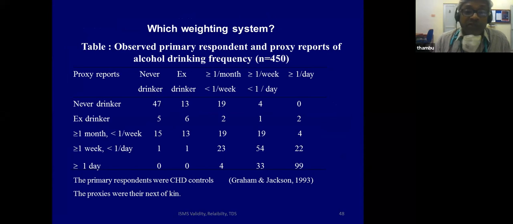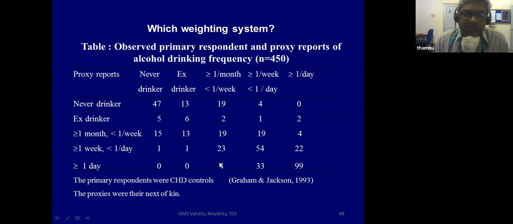So which weighting system? Here you have a primary respondent and a proxy, for alcohol drinking frequency. One is where the patient says, I drink so much, I don't drink, I used to drink, I have less than 1 drink a week, more than 1 drink a week, or more than 1 a day. And this is the proxy, where somebody else, the family member, tells. The primary respondents were those in the heart disease controls. The proxies were the next of kin. So you ask the next of kin, do they drink? And then you try to look at agreement.